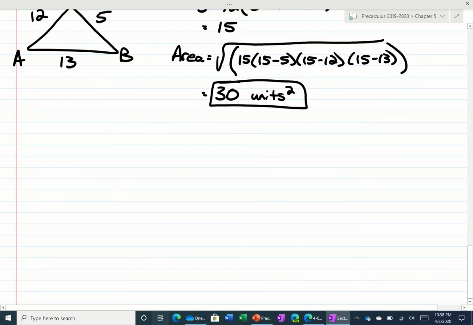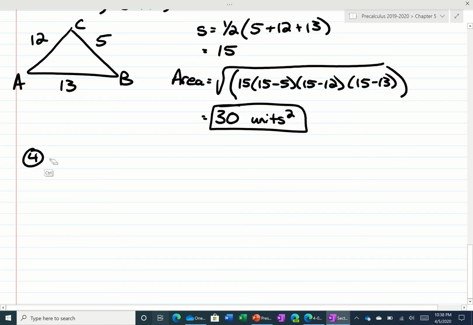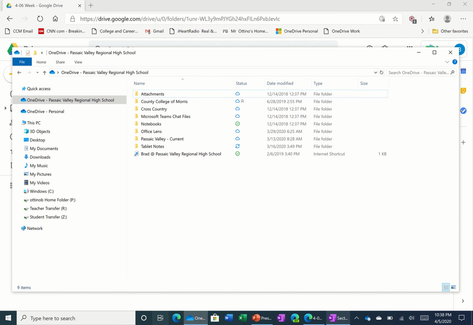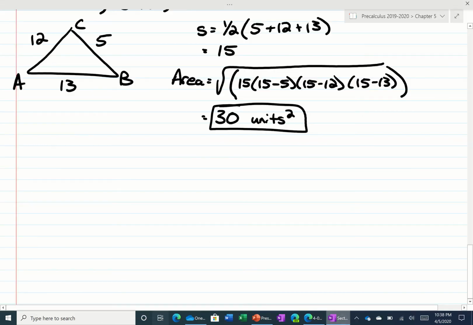So let's try number 4. For problem number 4, be consistent here. Yeah, I'll try to get rid of that thing here. Sorry, guys, it's kind of annoying. All right, see if that did it.